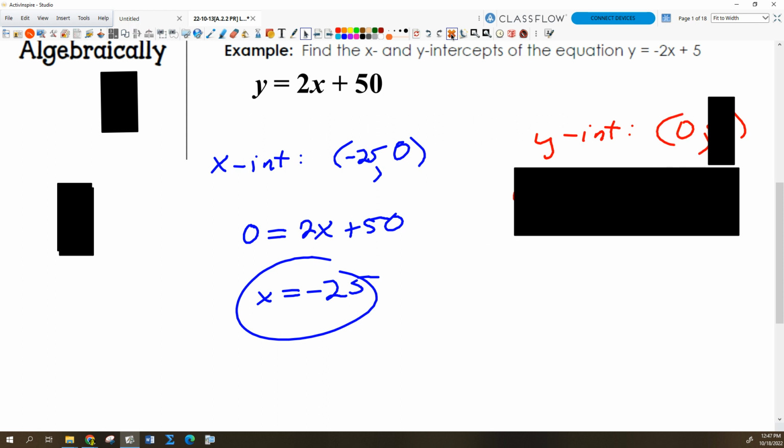If x is 0, what's 2 times x? 0, because anything times 0 is 0, right? So I can do the same trick. I'll just cover up the x term and solve. That's probably the easiest equation you've ever solved. What's y equal to? 50. There you go.